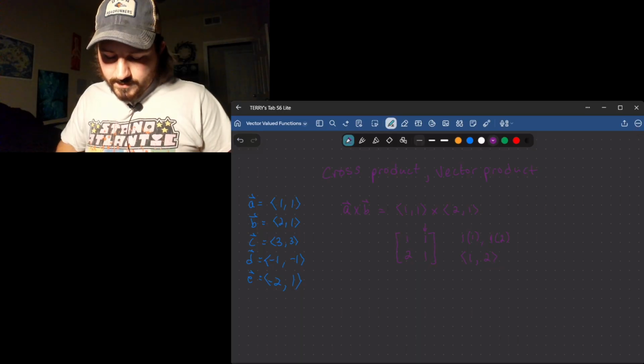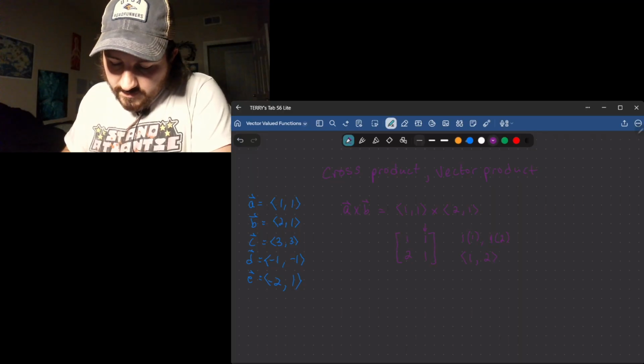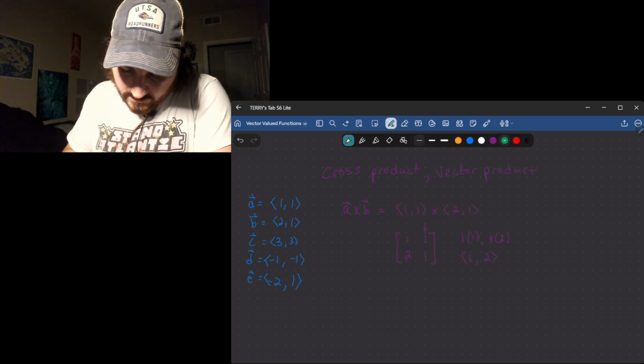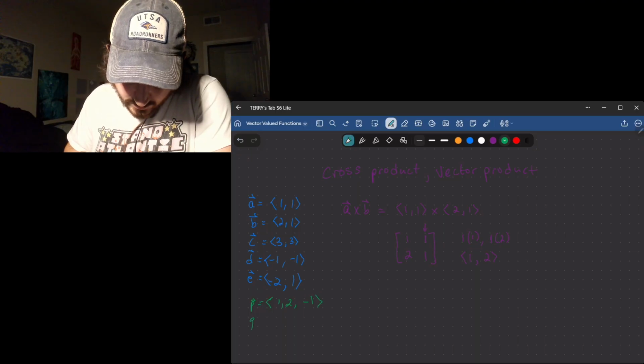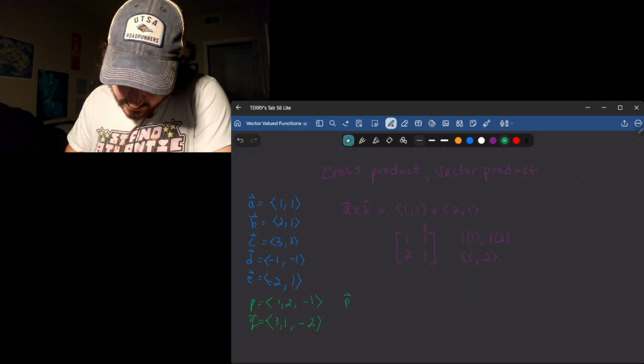So that's going to be the cross product for just a quick little 2 by 2, or a two-dimensional vector. But I think the cross product is more interesting once you start working with 3 dimensions. So I'm just going to define a couple quick 3-dimensional vectors. Let's do P. It's going to be 1, comma 2, comma negative 1. Okay, and then Q we'll take to be 3, comma 1, comma negative 2. And we're going to cross those two. So we're going to cross P and Q.